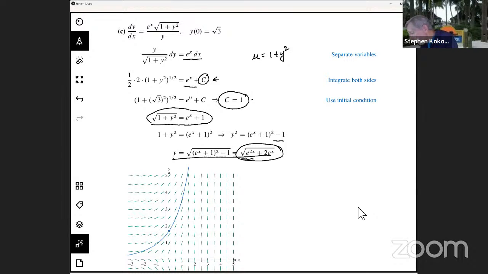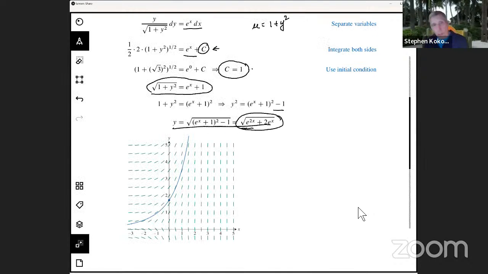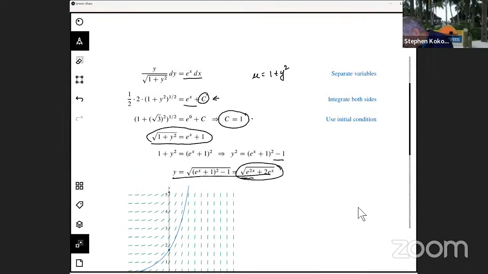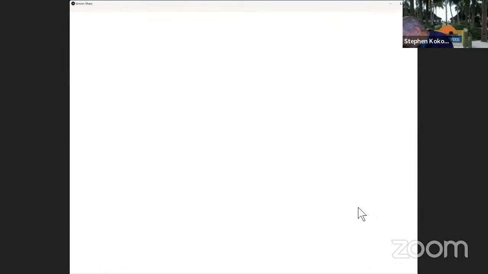And I did the same sort of thing down here. I drew a slope field and I drew in the solution curve that goes through that point. What was that initial condition again? I think it was 0, the square root of 3.